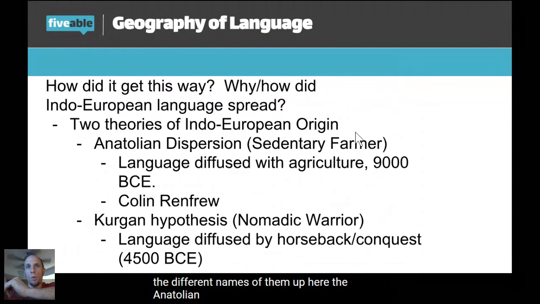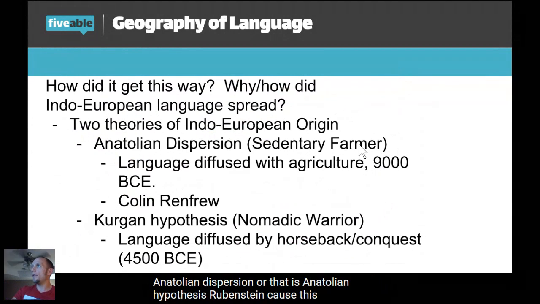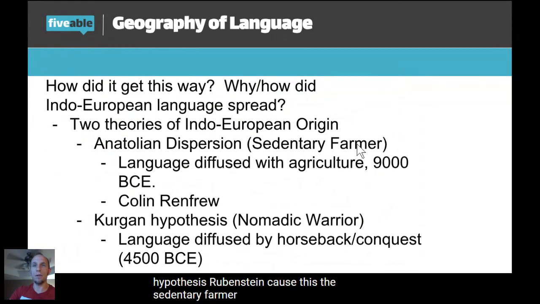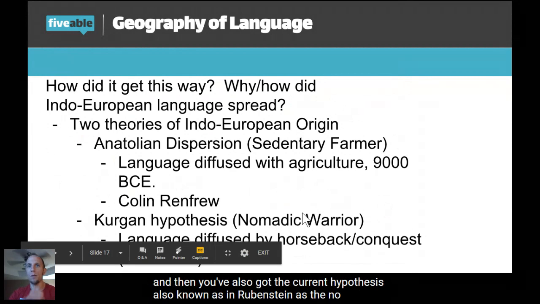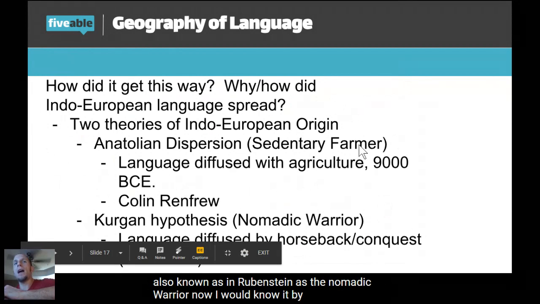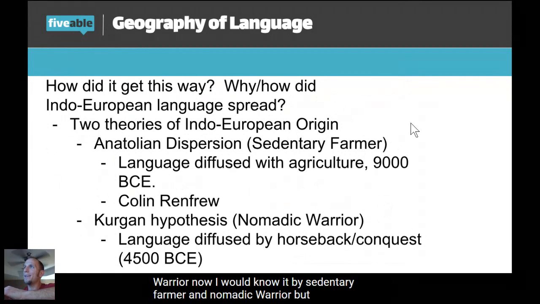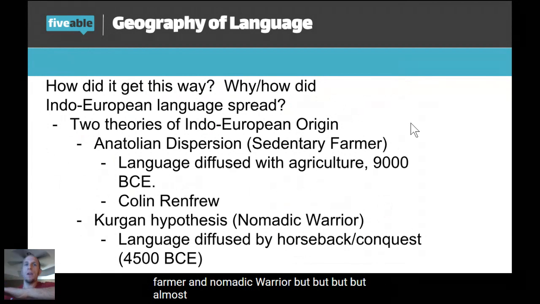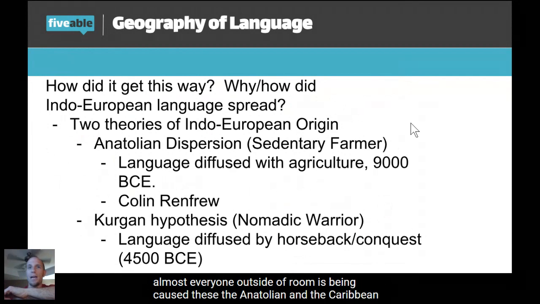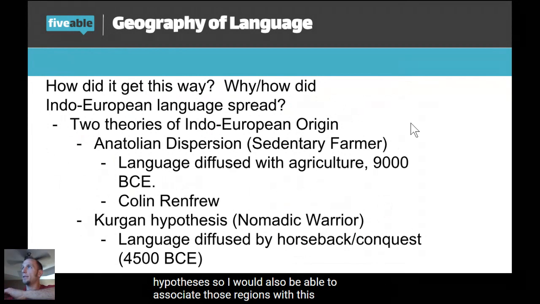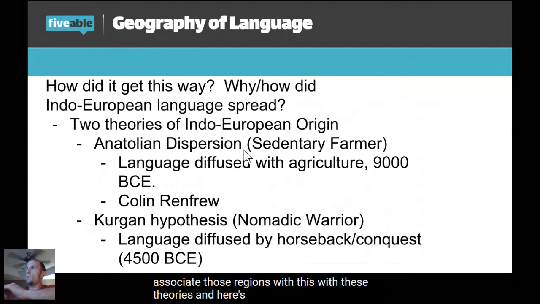The Anatolian dispersion, or that is the Anatolian hypothesis. Rubinstein calls this the sedentary farmer theory. And then you've also got the Kurgan hypothesis, also known in Rubinstein as the nomadic warrior. Now, I would know it by sedentary farmer and nomadic warrior, but almost everyone outside of Rubinstein calls these the Anatolian and the Kurgan hypotheses. So I would also be able to associate those regions with these theories. And here's how it works.